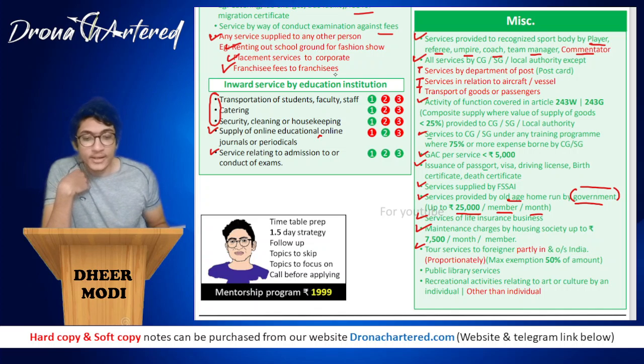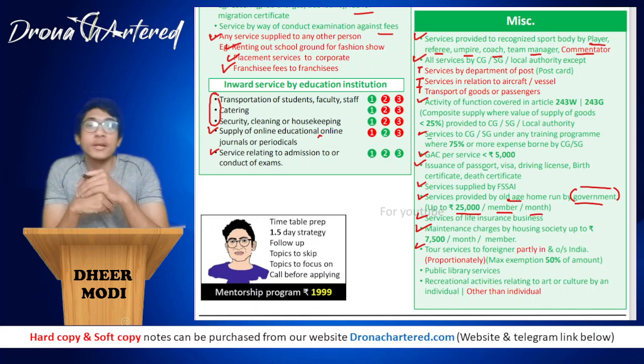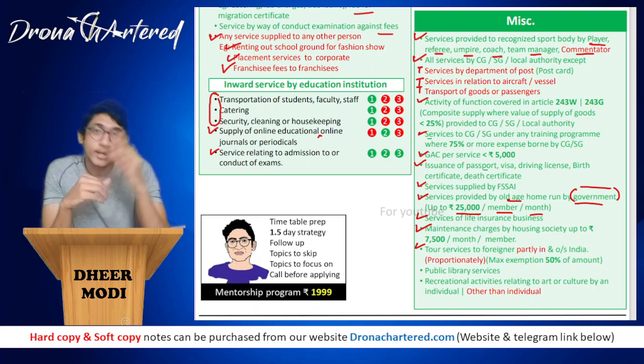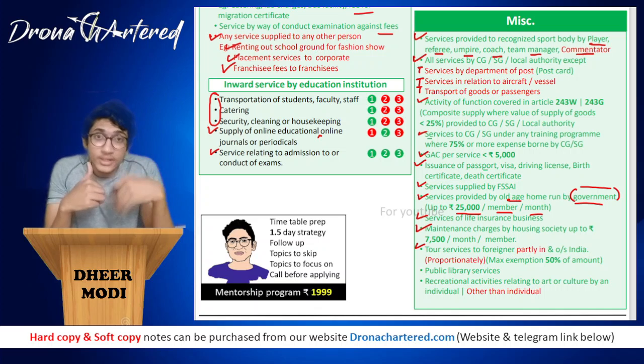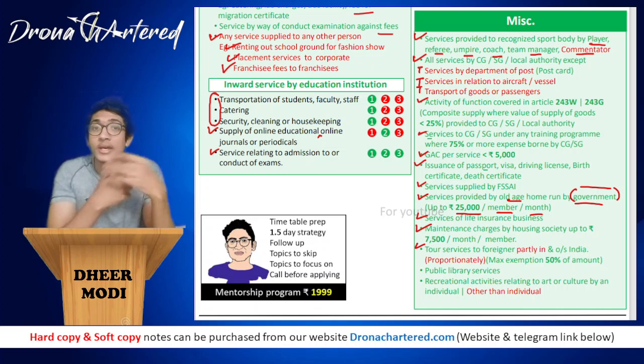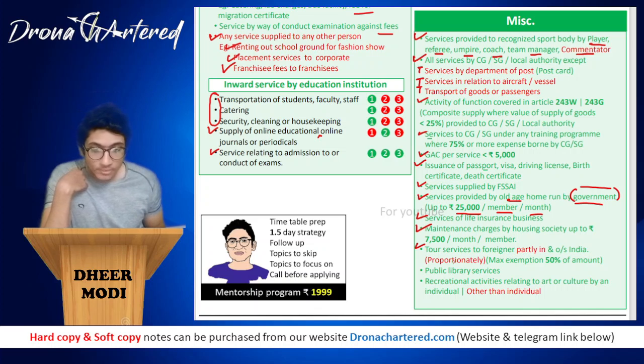So if it is a 10-day tour where 2 days are in India and 8 days are outside India, then 2 by 10th of the total value of supply will be considered as in India and will be leviable to GST. But the portion that is outside India, the remaining 8 by 10, will not be leviable to GST. Got it? So, proportionately. And the maximum exemption will be 50% of the amount.